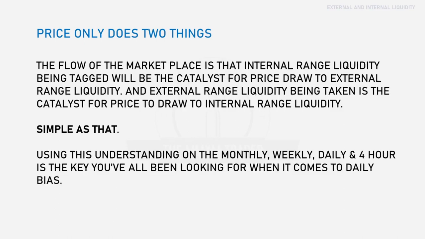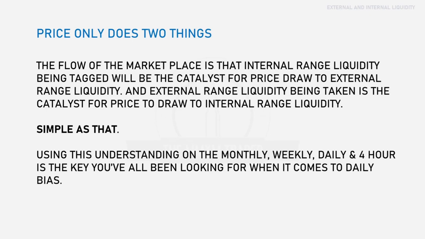The flow of the marketplace is that internal range liquidity being tagged will be the catalyst for price to draw to external range liquidity, and vice versa. And external range liquidity being taken is the catalyst for price to draw to internal range. So it's only this, and it repeats as simple as that. After time it repeats like this: external to internal, internal to external. Using this understanding on the monthly, weekly, daily and 4-hour is the key you've all been looking for when it comes to daily bias.